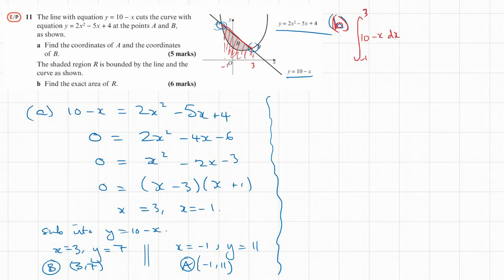And then if I integrate this curve between 3 and minus 1, I'm going to find that blue. And if I take that away, I'll just be left with what I'm going to go over in green, which is what I want. So I'm going to do the straight line definite integral, subtract the quadratic one.